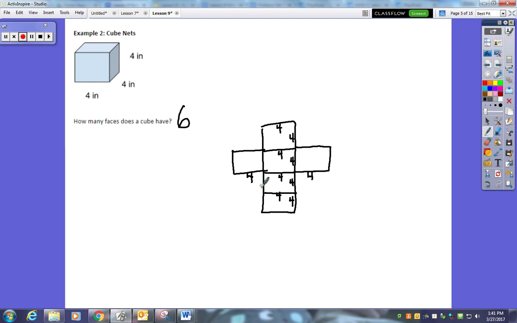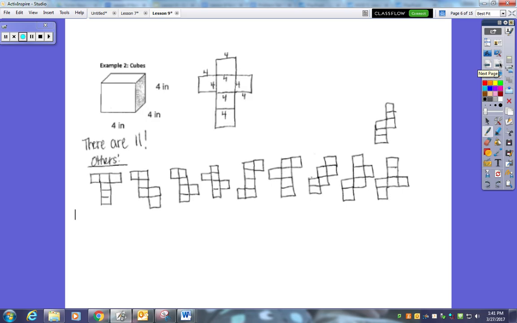Now with cubes, since the side lengths are all the same, there are actually 11 possible nets for a cube. So you may not see it looking like this one. It may look a little differently. So this is one of the 11, and then on the next slide here, these are the other 10 that fold up to make a cube without any extra flaps or any holes. So you really kind of have to think it through and see in your mind which ones can fold up to make that cube.